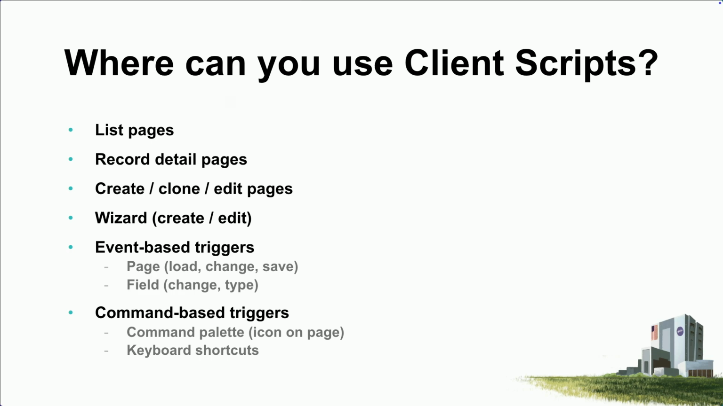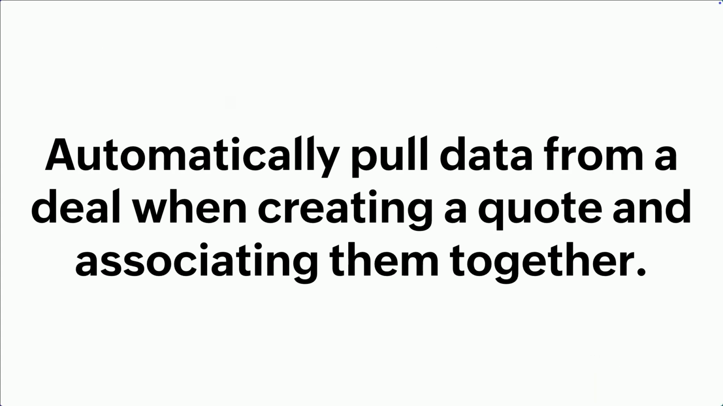A client script is going to be usable inside of a number of places as well. Again, a lot of words on the screen. All we're really focusing on is the same things I've said earlier: list, record, create, and we have event-based triggers. So on page load, on a change in a page. The problem statement for this one is going to be, I want to automatically pull data. So back to the questions earlier, like, do I need to fill this in every time for these lookup fields? I automatically want to pull data from a deal when creating a quote and associating them together.